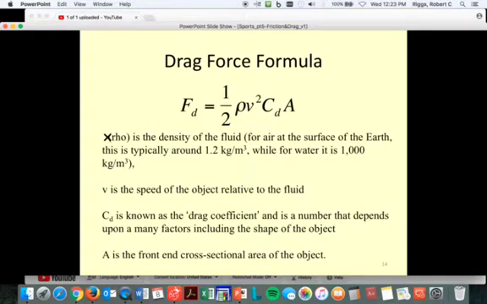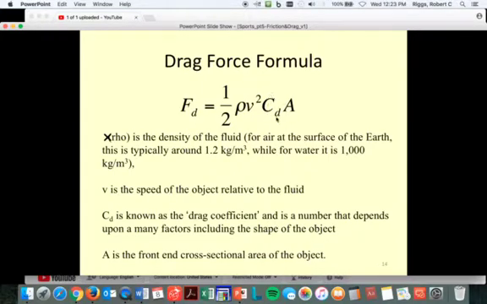All right, so here you go. Here's the drag formula. Rho is the density of the fluid, or air at the surface of the Earth, and we're going to say the density of air at the surface of the Earth is 1.2. And notice, this is the velocity. There's nothing spinning here. This is the drag formula that we're going to use.